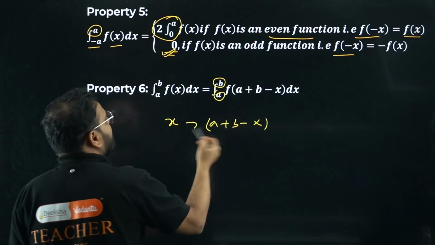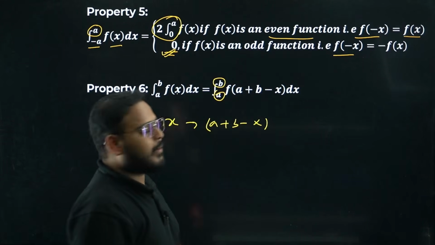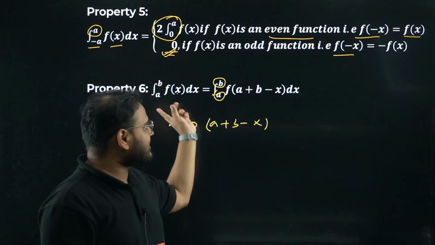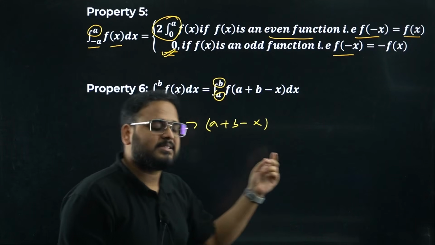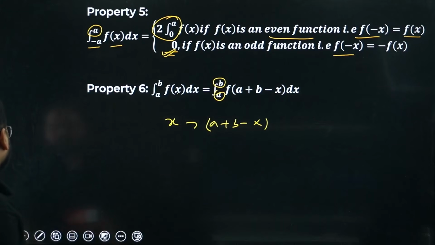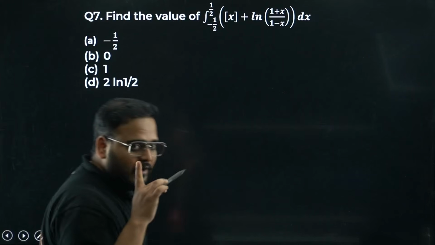Sum of the limit minus x, you can replace under the same limit. Under the same limit you can do that and the answer will not be different. The answer will be the same. So these are very important properties of definite integrals. Let's solve one question on it as well.